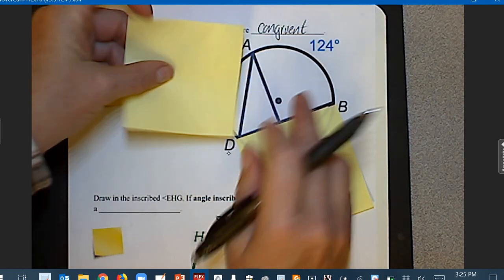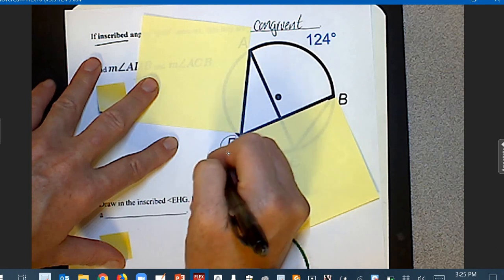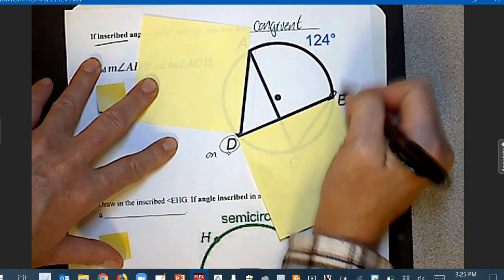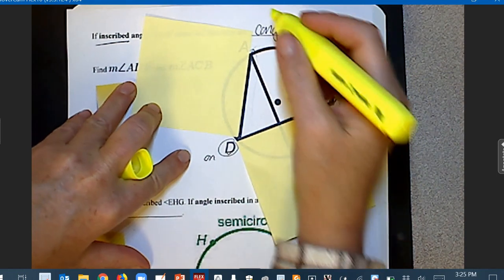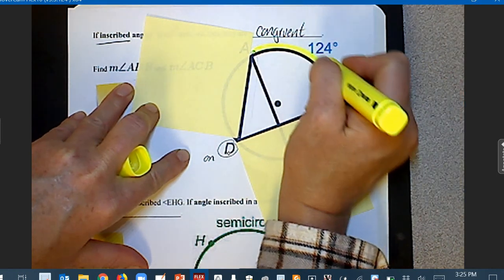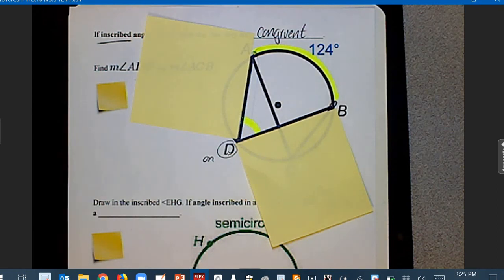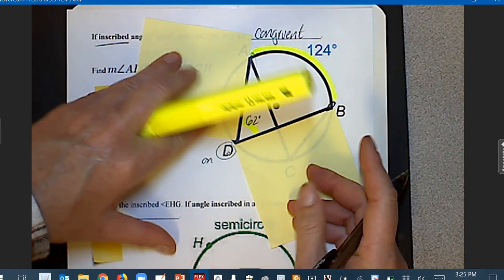This is an inscribed angle. Why is it inscribed? Because the vertex is on the circle, the arms are in, and the hands grab an arc. So I'm going to color code this for you. If the arc here is 124, then this angle is going to be half of 124, which is 62 degrees, of course.